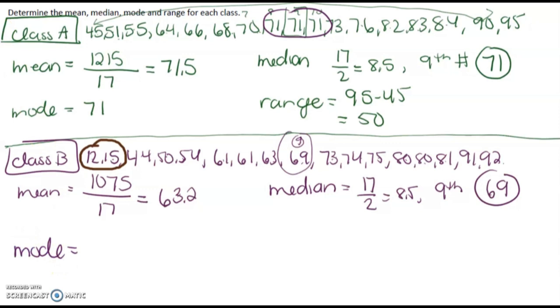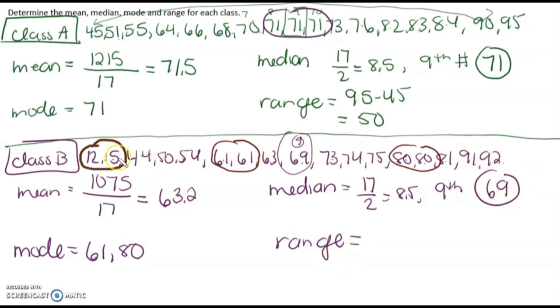Okay, now mode. If I look through here, does anything duplicate? Yep, 61 duplicates and 80 duplicates. So that's fine. We're just going to go 61, 80. We have two modes.